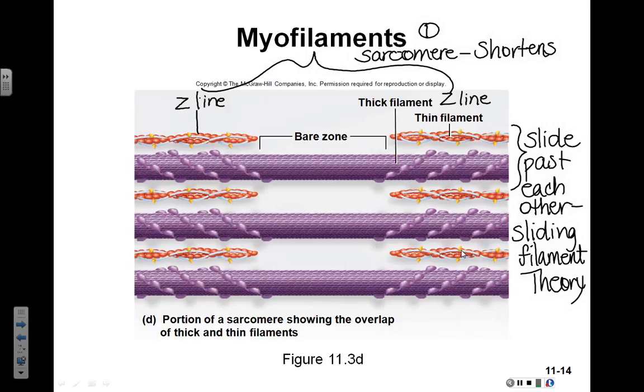Tell him like I'm a professor. He says, okay, well, what has to happen with troponin and tropomyosin in order for your muscles to contract? What would you tell him? But before it moves, what has to happen? Calcium has to bind to troponin. Once calcium binds to troponin, what happens? It's going to reveal those active sites. Very good.